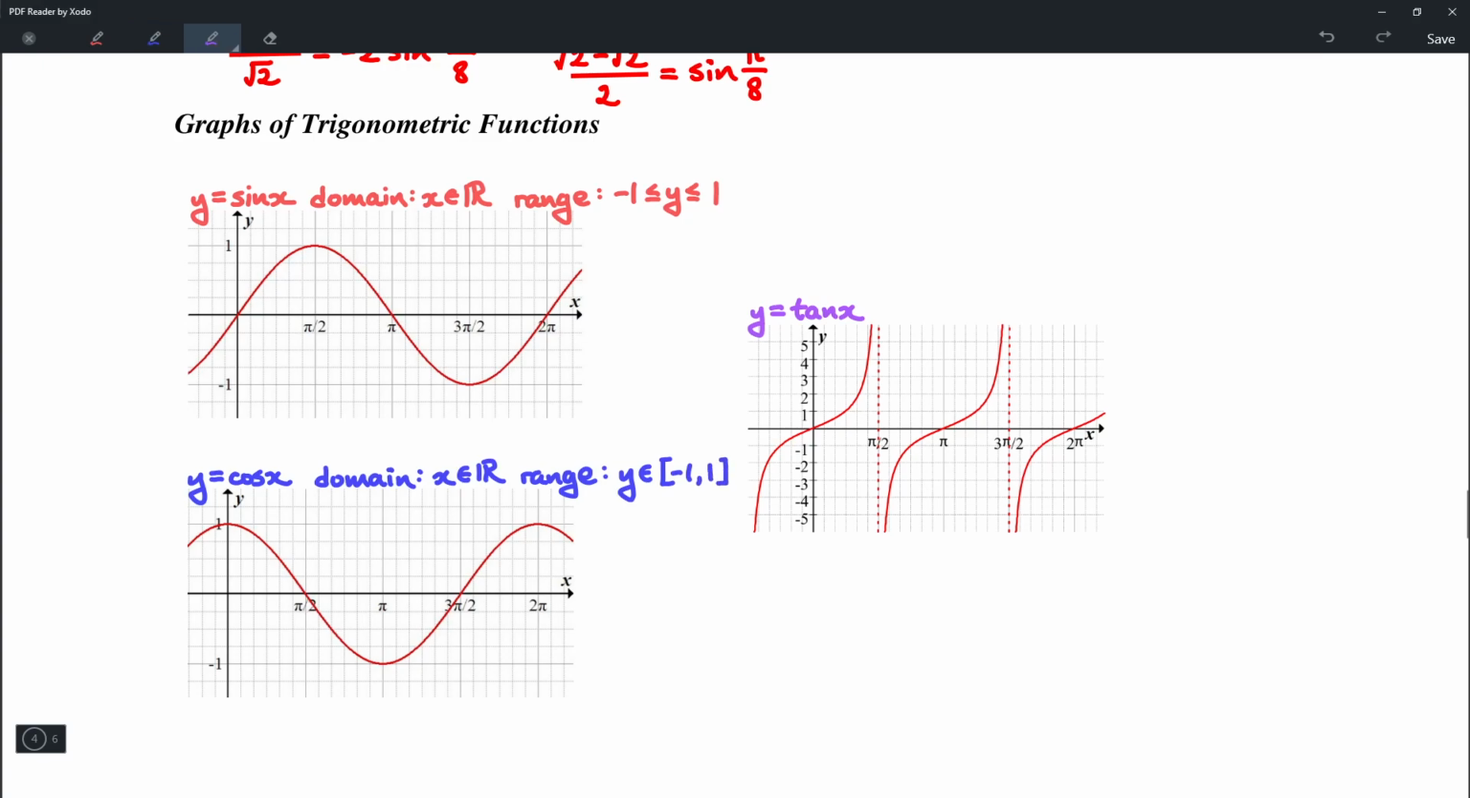A tangent function, of course, is a bit different. There are restrictions on the domain. So we know that the domain is x cannot be equal to pi over 2 plus n pi, where n is an integer. And then the range is y is an element of the real numbers.